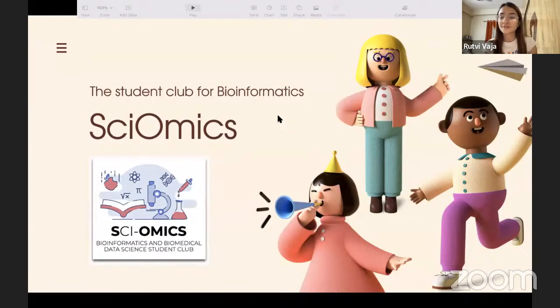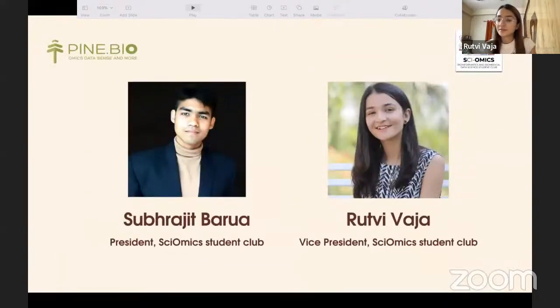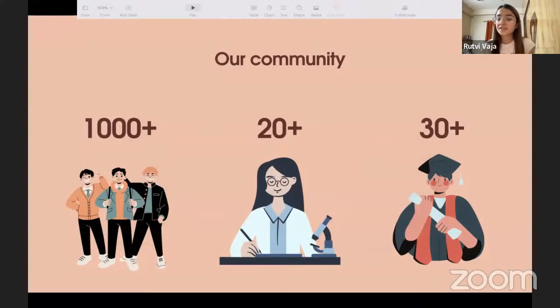So, today we have gathered for the session of Psyomics. It's a student club for bioinformatics. Subhajit Barua, my colleague, is the president of Psyomics Club, and I myself, Rutvi Wajai, am serving as the vice president of the Psyomics Student Club. Our community comprises more than 1,000 students, 20 plus researchers, and many more mentors and peer reviewers who are a part of our Psyomics Student Club community.